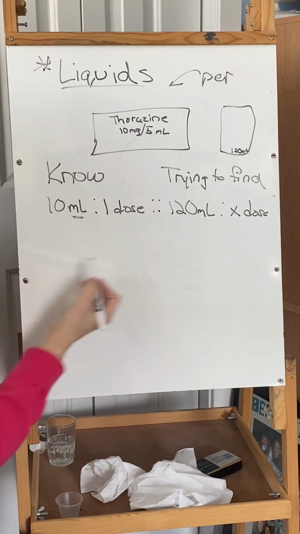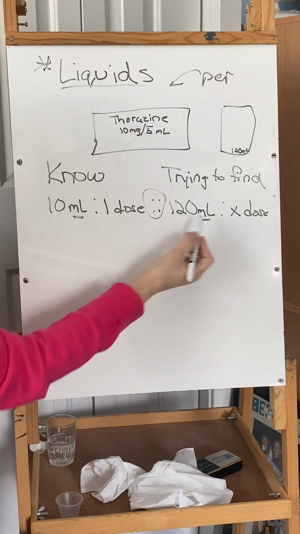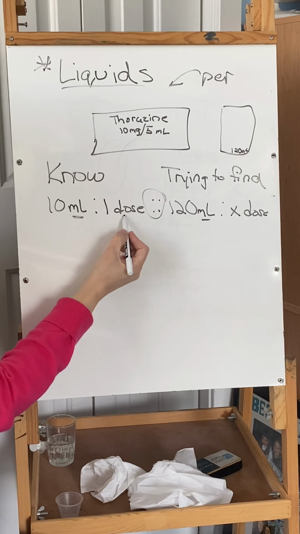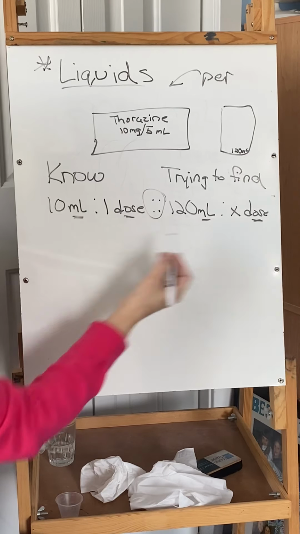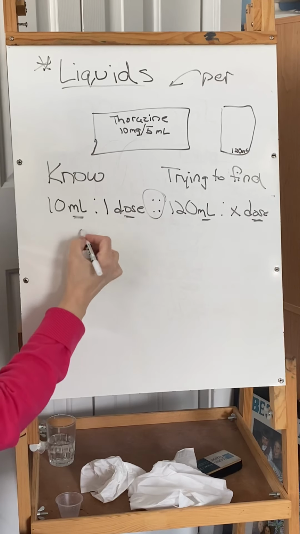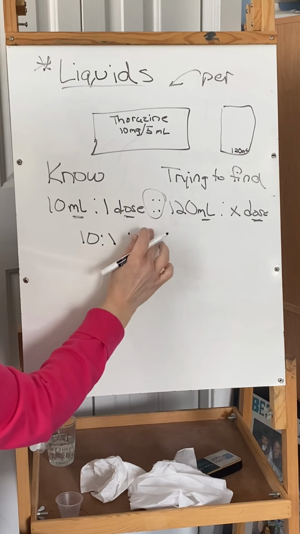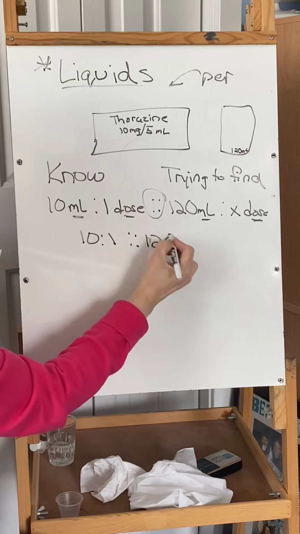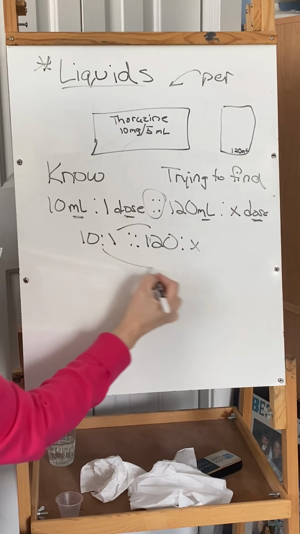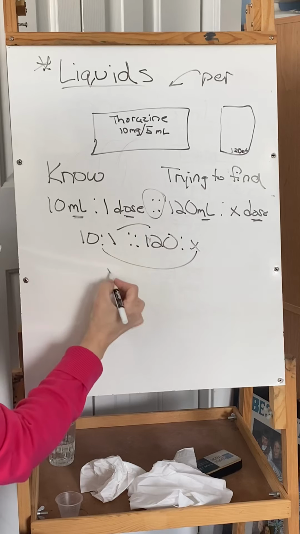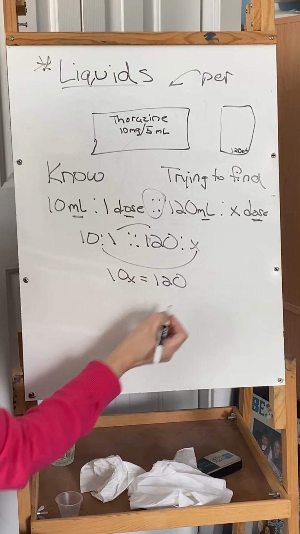ml first on the left-hand side, ml first on the right. Again, I'm looking at this, dividing left and right, of course. 1 dose on the left, you have to have dose second on the right. Okay, get rid of your abbreviations. 10 is to 1, just as 120 is to X. Means to the extremes, 10 times X is 10X. 1 times 120 is 120.